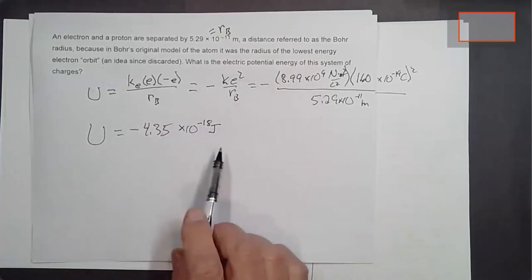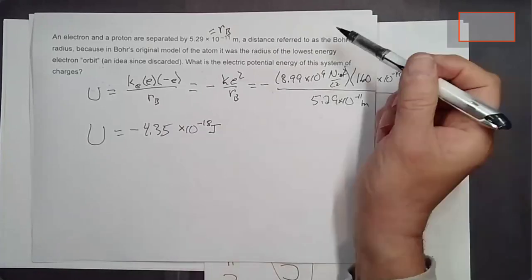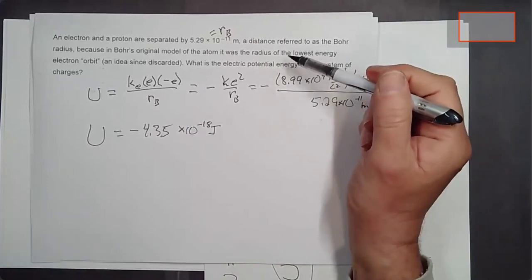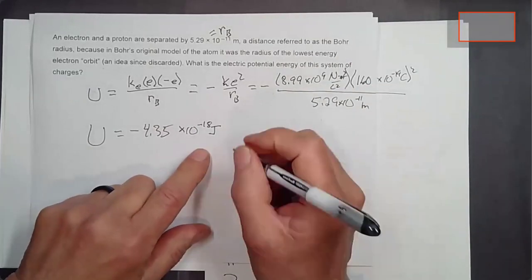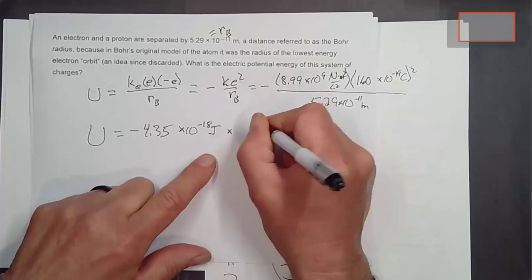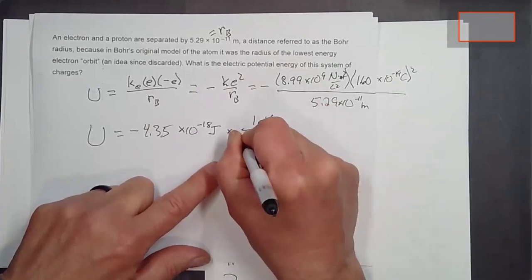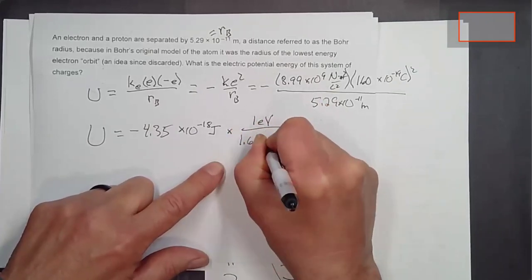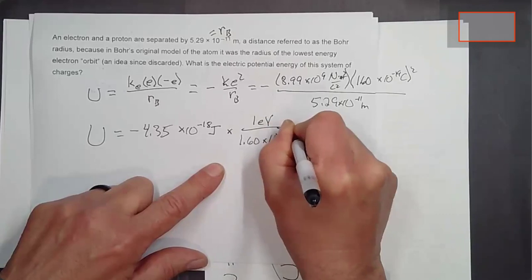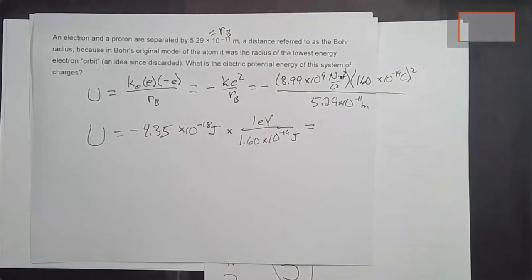And again, a joule is not a particularly convenient unit for dealing with electric potential energy in an atom, or any kind of energy in an atom. It's just too big. However, there is another unit of energy called an electron volt, and 1 electron volt is equal to 1.60 times 10 to the minus 19th joules. So that's a way to convert it into a unit that's a little bit more convenient in this case.